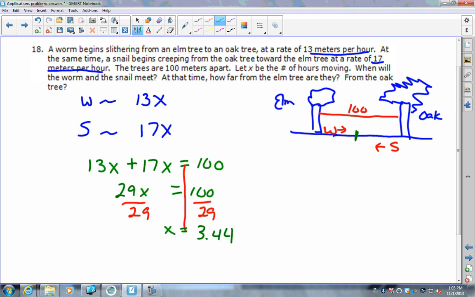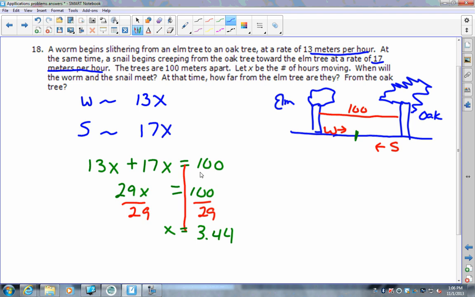And is a decimal a reasonable number when you're talking about distance? Or actually, x is the hours. Can you have 3.44 of an hour? You sure can. Time is continuous, and you have to go through all the seconds to get there.